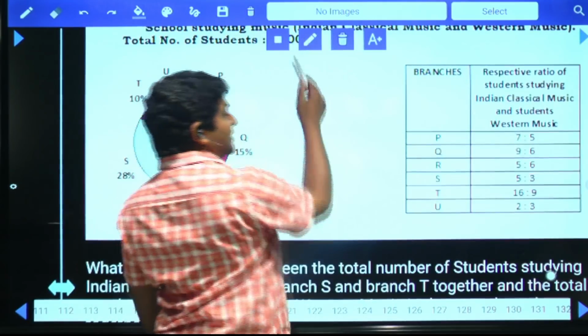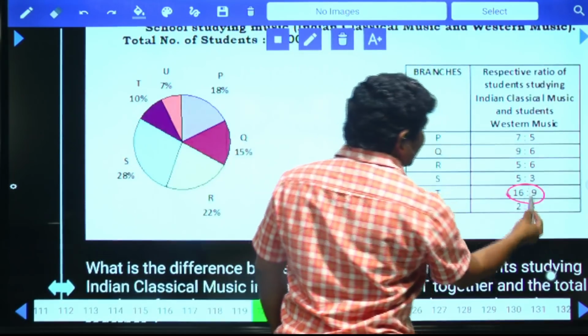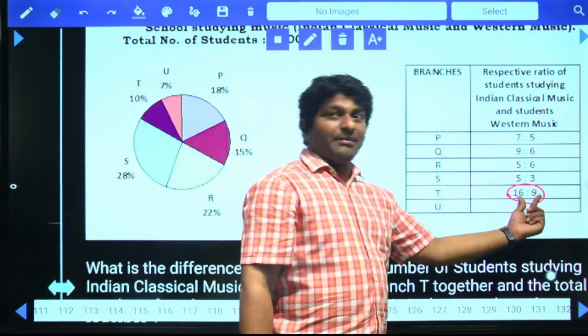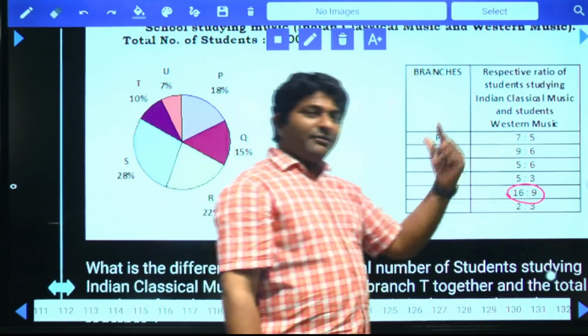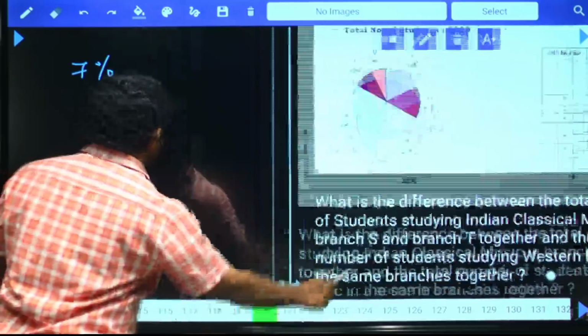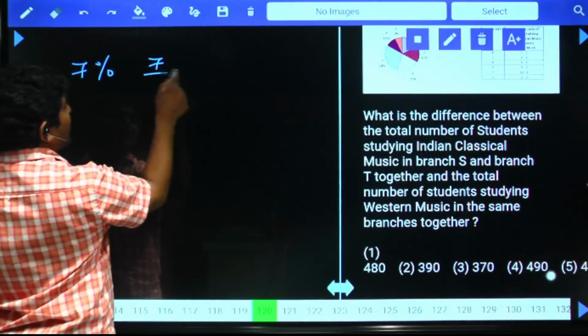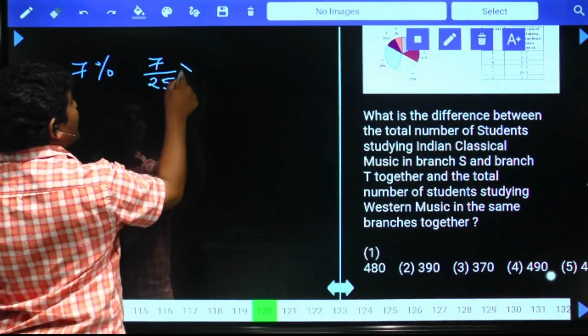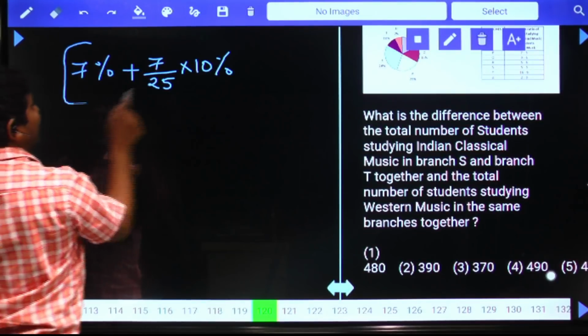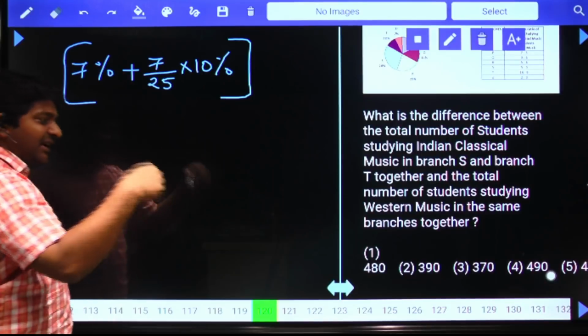Now let's do the same for T also. In T, total how many parts do we have? 25. Difference is 7 parts. 7 out of 25 parts among 10%. That is 7 out of 25 among 10%. And this is what we need to calculate: individual differences and then addition.